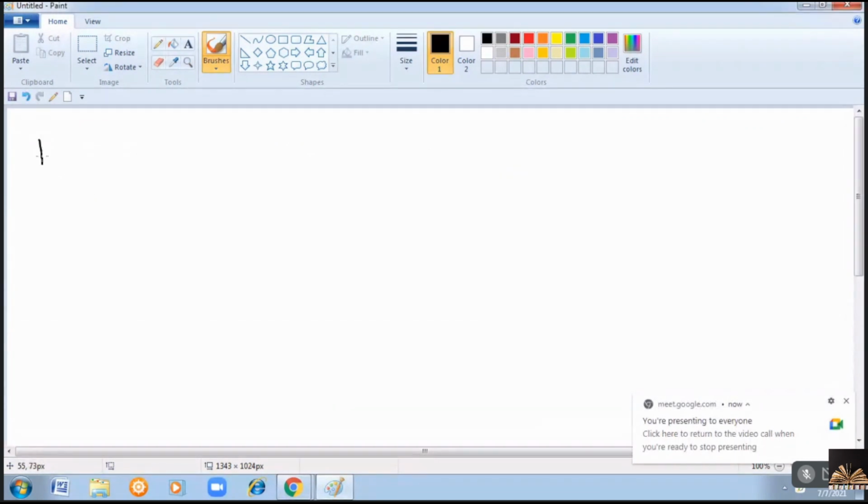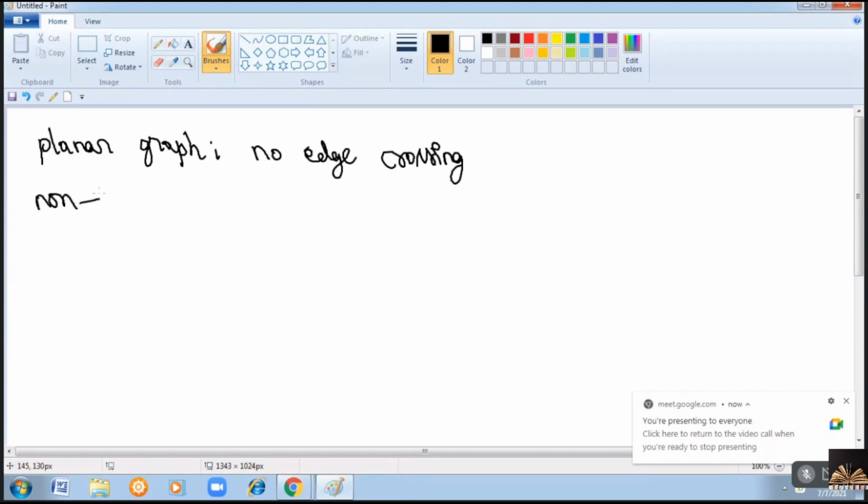Planar graph definition is that there should not be any edge crossings. No edge crossing should be there. Non-planar means the opposite of this. There exist edge crossings.